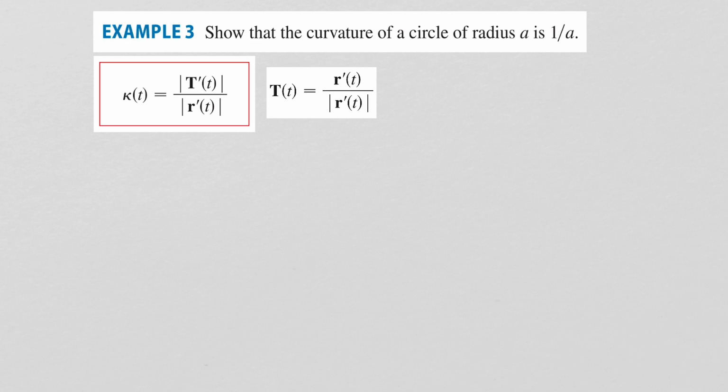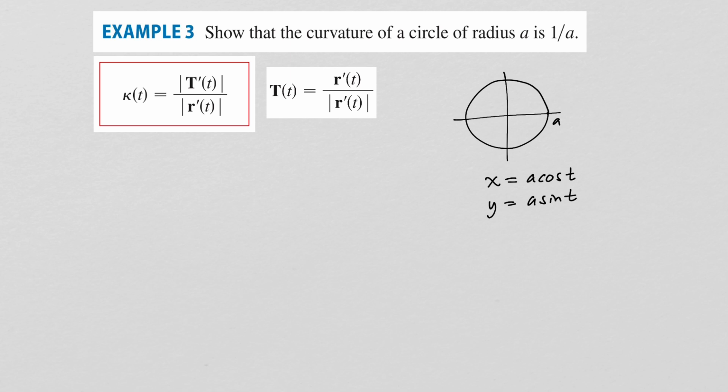So here we want to show that the curvature of a circle of radius a is 1 divided by a. So first we need a parameterization for the equation of a circle. And this is in 2 dimensions, right? Because there's no space involved here. We're simply looking at a circle. So if I have a circle of radius a, we should recall that x is going to be a times the cosine of t, and y is going to be a times the sine of t. So our vector function r can be expressed as ⟨a cosine t, a sine t⟩.